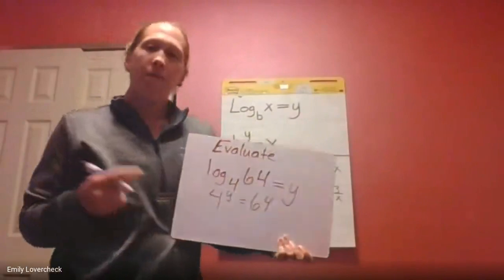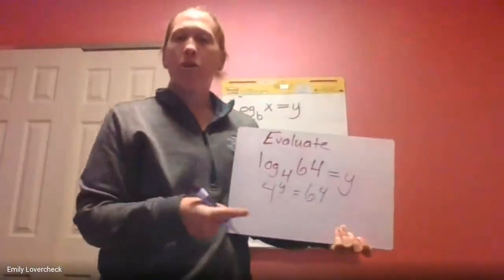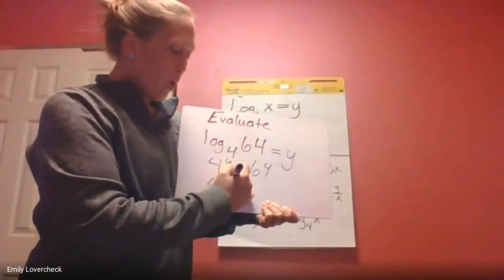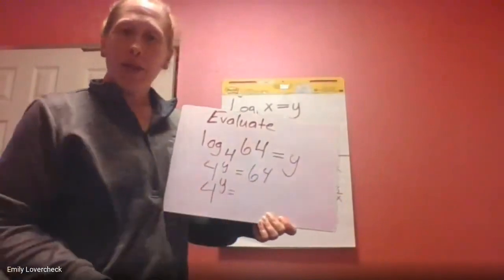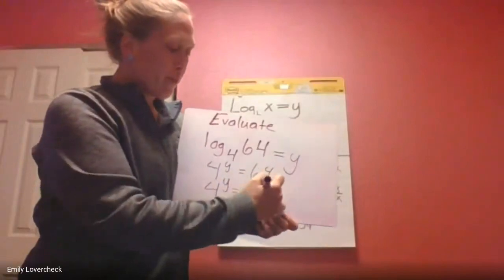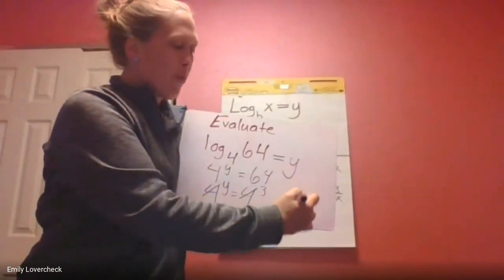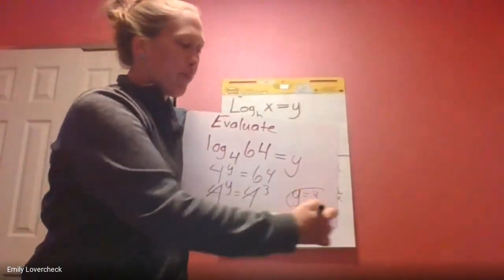If you remember back right before break, in order to get rid of the bases, we have to make them the same. So we get 4 to the y, and 64 is the same thing as 4 cubed. Because the bases are now the same, those cancel out, and we're left with y equals 3.